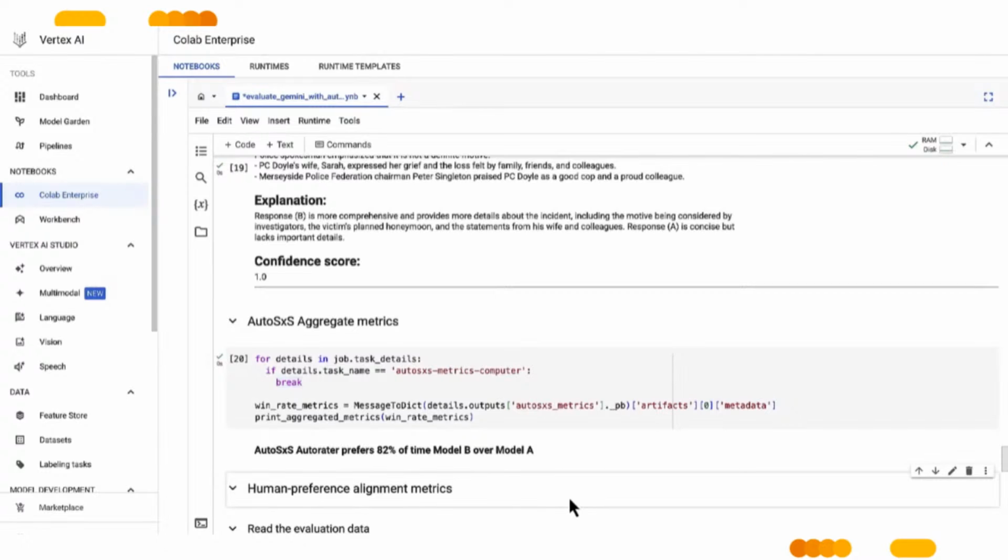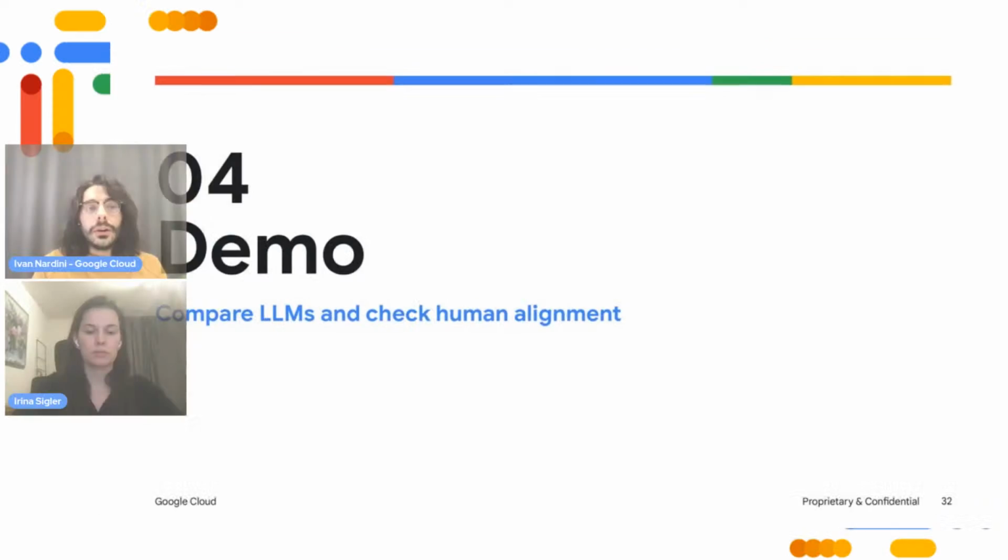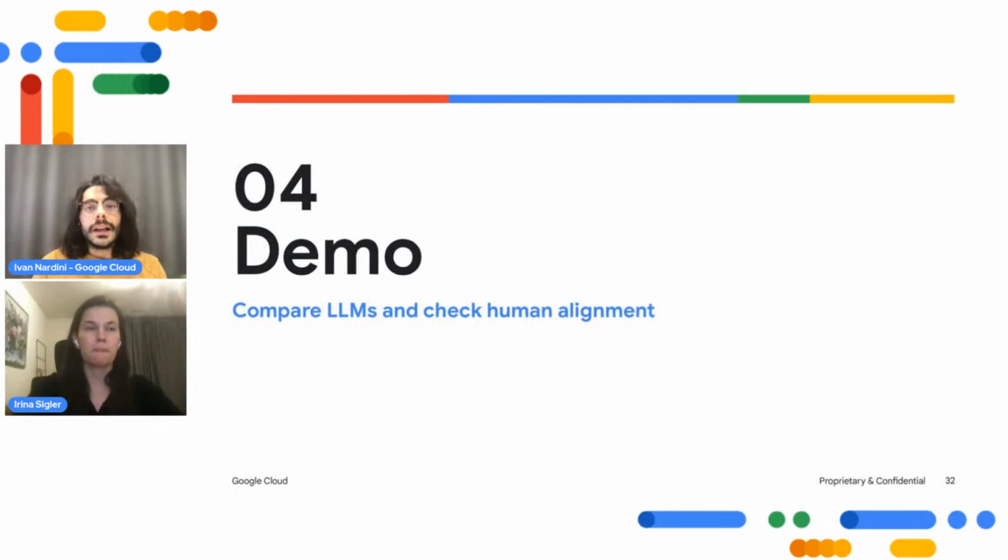So with this short video, I just showed you how you can use auto side-by-side to evaluate the responses provided by model A and model B. In this case, they were summaries. But as I mentioned before, what about introducing human preferences in this process? As I said, auto side-by-side supports human preferences, and the process doesn't change. So let's see how it looks again in the Vertex AI UI.